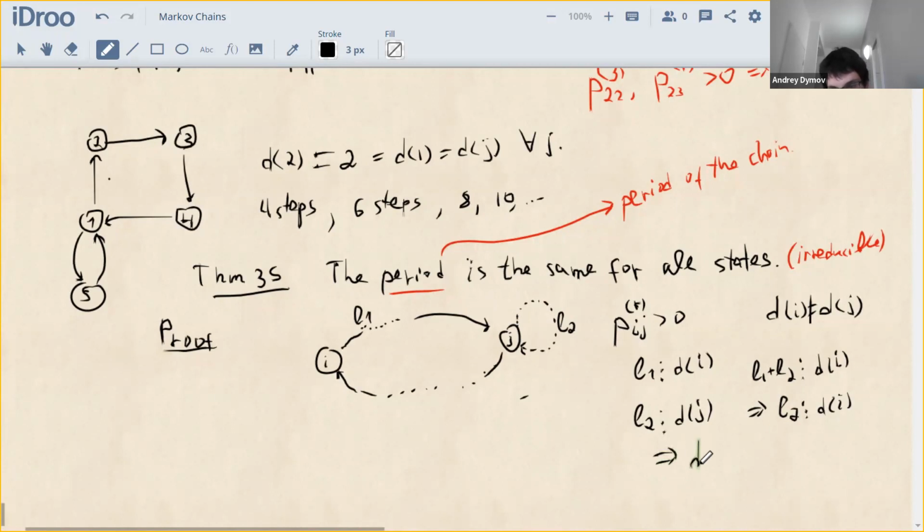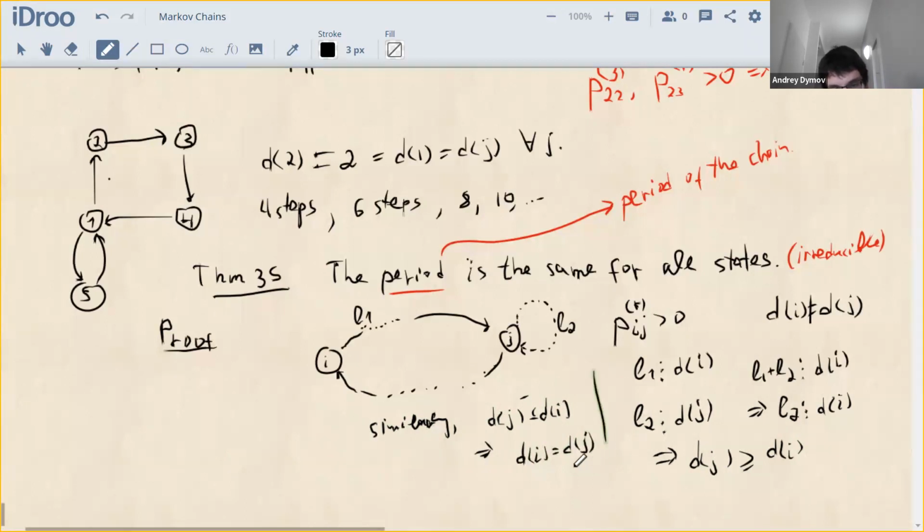It means that d of I should be larger than d of J, at least not smaller than d of J. But no, d of J is larger. Sorry, d of J is larger, because d of J is the greatest common divisor. d of J is larger than d of I. But this argument is symmetric. And similarly, we conclude that d of J is smaller than or equal to d of I. It means that they should be equal.